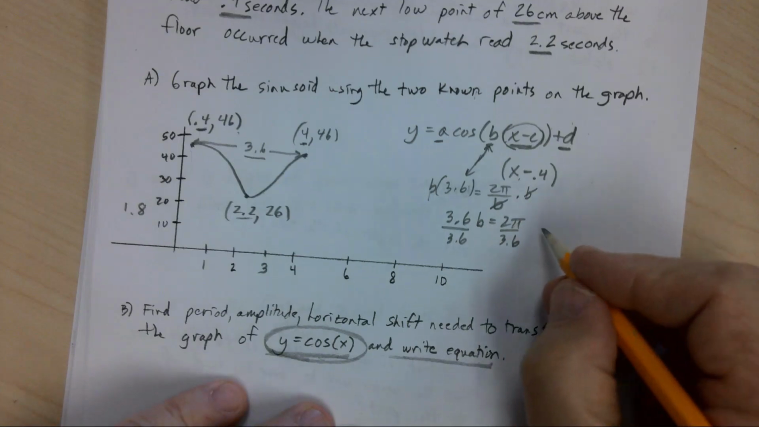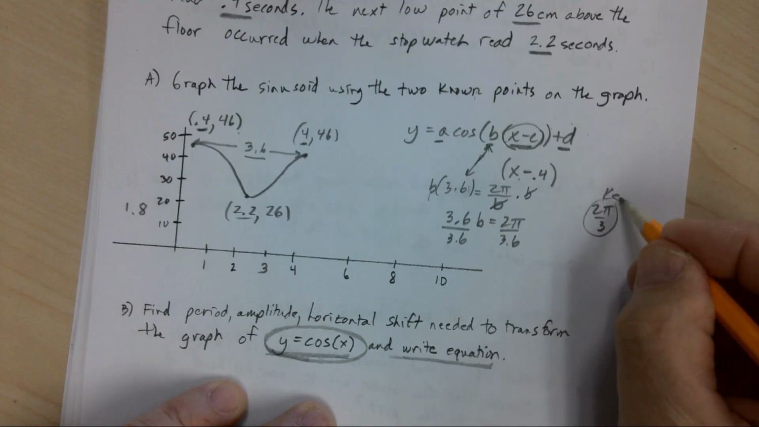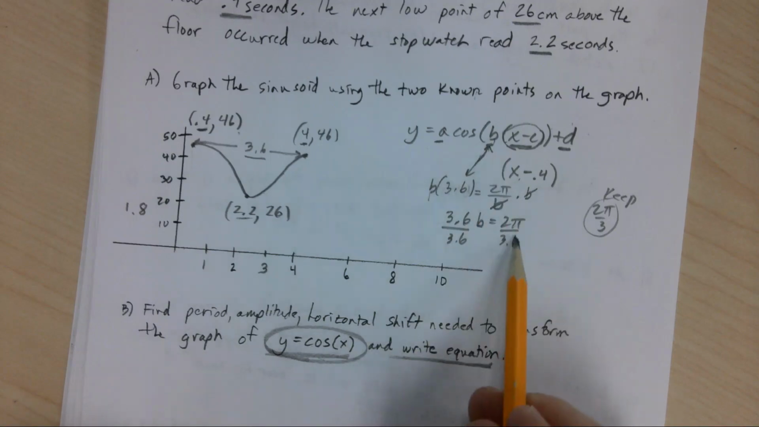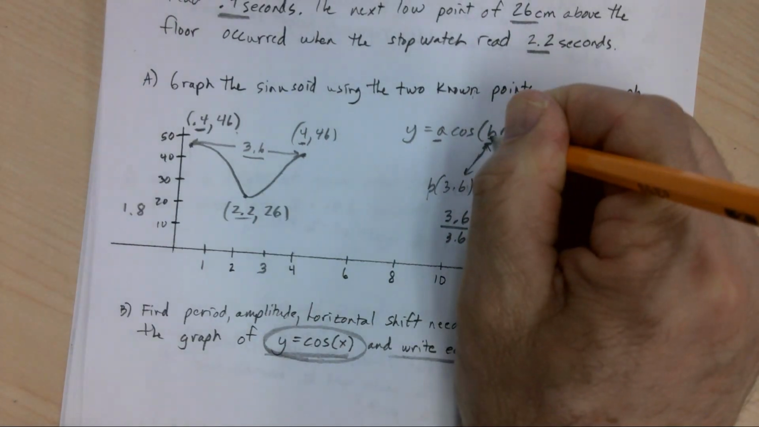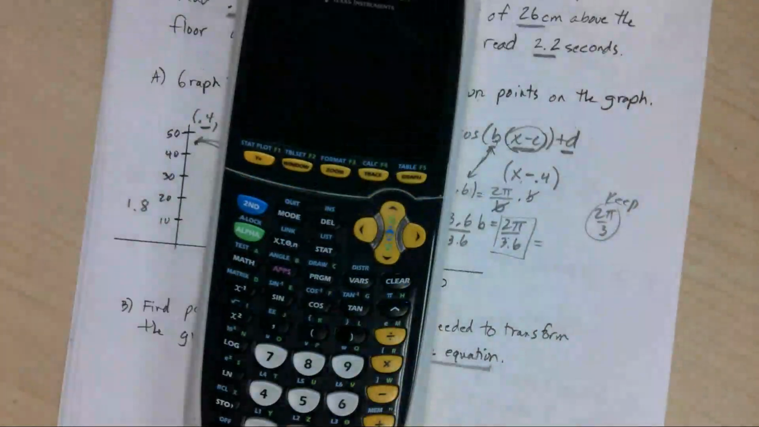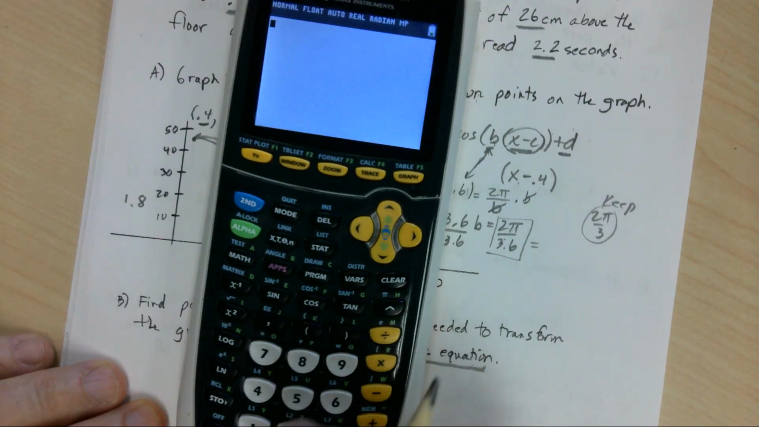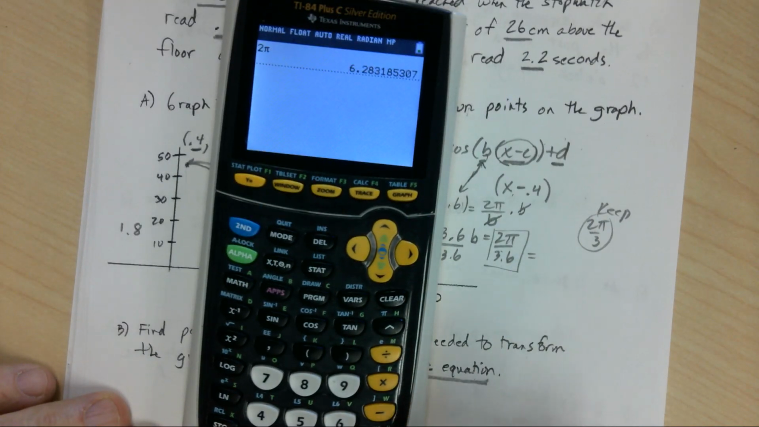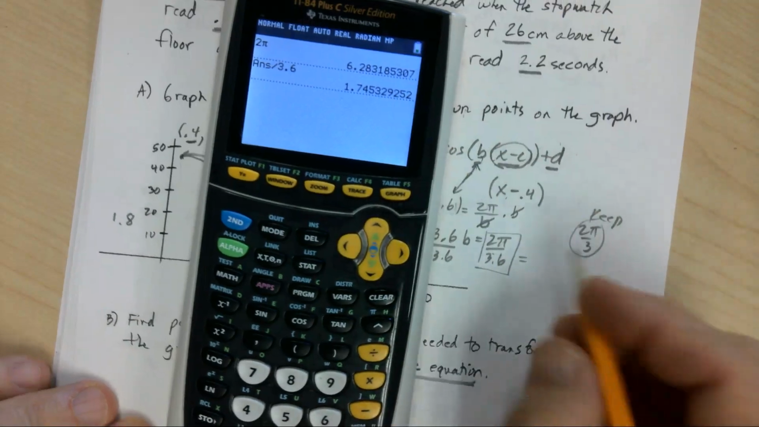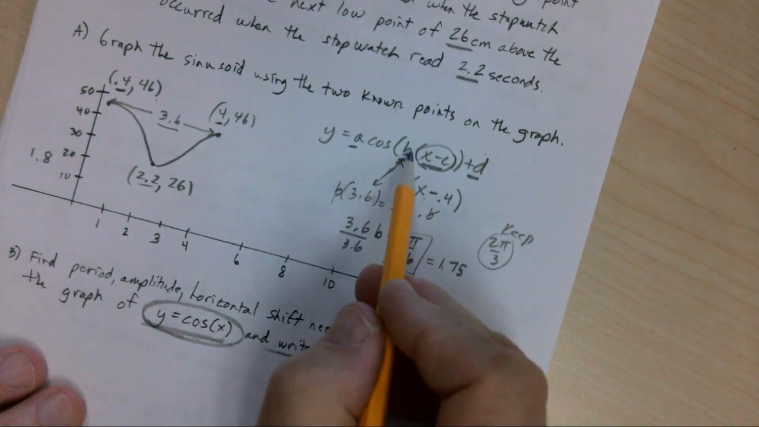I'm going to divide by 3.6 on both sides. If this was like 2 pi all over 3, I would keep it and put it right there. But because this is kind of messy, you can leave it like this, but I'm going to go ahead and figure out what this is. Give me 2 seconds, I'm going to pause this. All right, so we're going to go 2 times pi, which is right here, hit enter, and divide by 3.6. I get 1.75. I'm going to round that just a little bit. So 1.75.